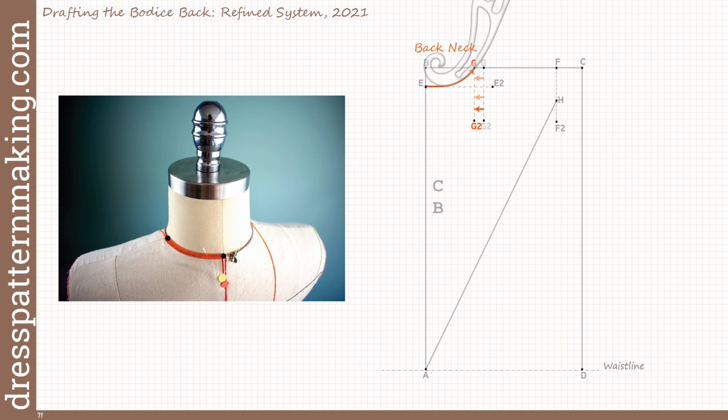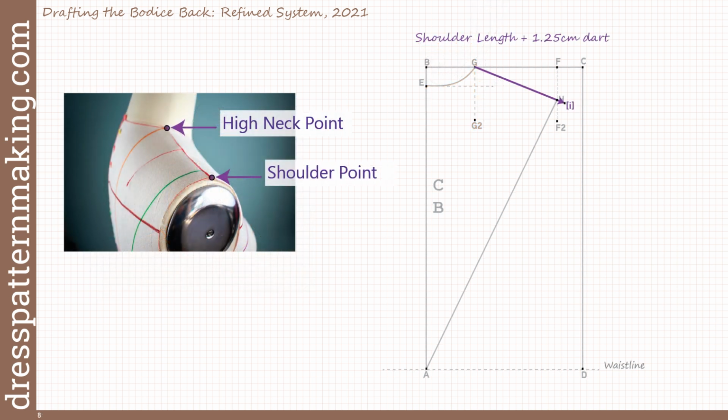And you'll need to finesse it until you get the curve from E to G to be about 0.5 centimetre longer than your body measurement. The next measurement is the shoulder length, measurement number 8 on the chart. Take your shoulder length measurement and add 1.25 centimetres for a dart.